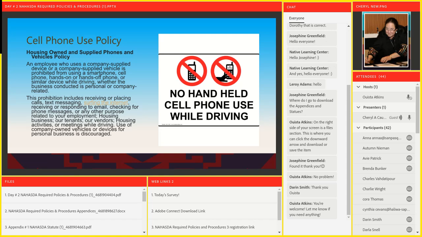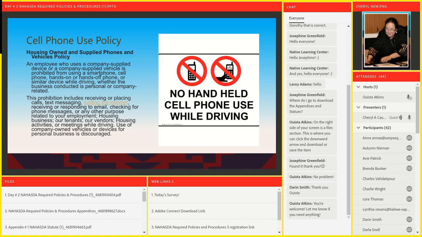An employee who uses a company-supplied device or company-supplied vehicle is prohibited from using a smartphone, cell phone, hands-on or hands-off phone or similar device while driving, whether the business conducted is personal or company-related. This prohibition includes receiving or placing calls, text messaging, surfing the internet, receiving or responding to email, checking for phone messages, or any other purpose related to your employment. Housing business, our tenants, our vendors, housing activities, or meetings while driving.